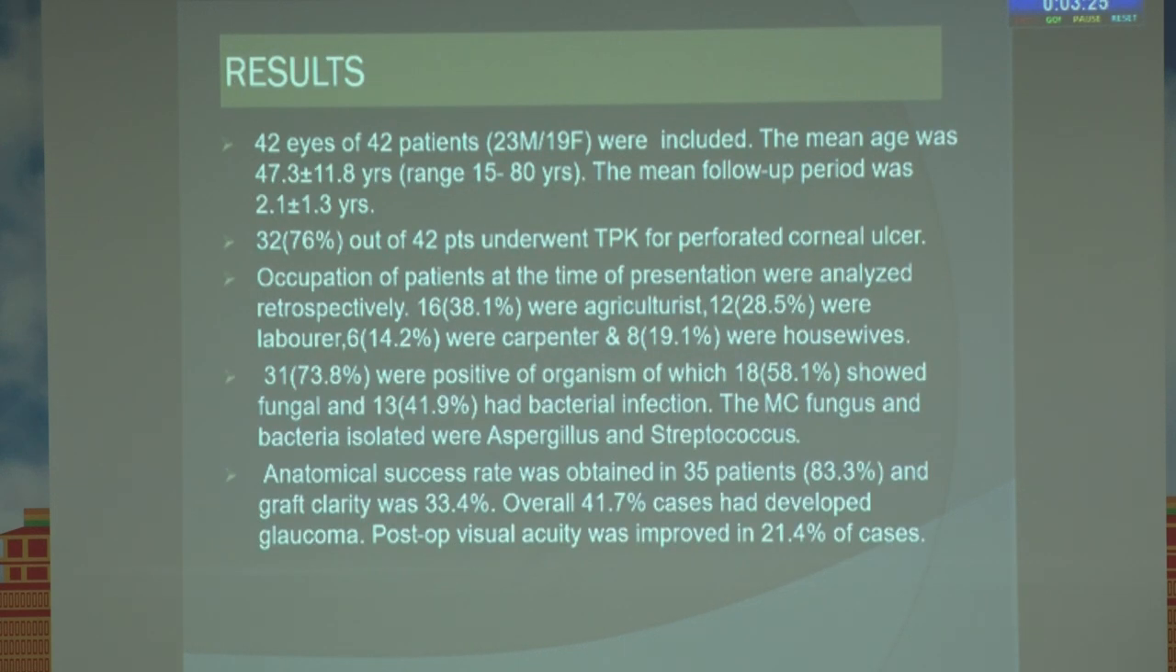Now come to results. 42 eyes of 42 patients were included, out of which 32 underwent TPK for perforated corneal ulcer. Occupation of patients at the time of presentation was analyzed retrospectively. 16 were agriculturists by occupation, 12 were laborers. 31 were positive for organism, of which 18 showed fungal infection and 13 had bacterial infection. The most common fungus and bacteria isolated were Aspergillus and Streptococcus. Anatomical success was obtained in 35 patients and graft clarity was 33.4%. Overall 41.7% of cases developed glaucoma, and postoperative visual acuity improved in 21.4% of cases.